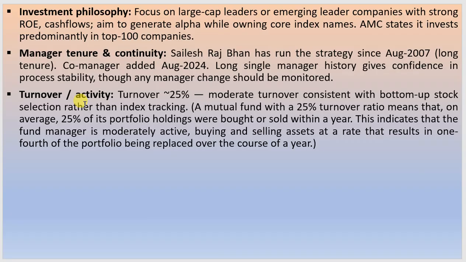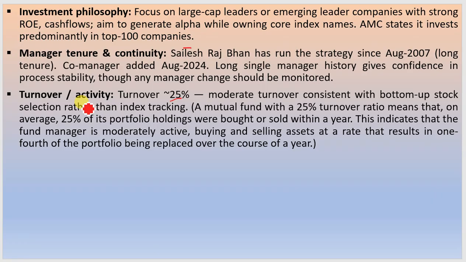Investment philosophy: focus on large cap leaders or emerging leader companies with strong ROE and cash flows, aiming to generate alpha while owning core index names. The AMC states it invests predominantly in the top 100 companies. Manager tenure and continuity: Sales Raj Bhavan has run the strategy since August 2007. Long tenure. Co-manager added August 2024. A long single manager history gives confidence in process stability, though any manager change should be monitored. Turnover is 25%, which means moderate turnover, consistent with bottom-up stock selection rather than index tracking.